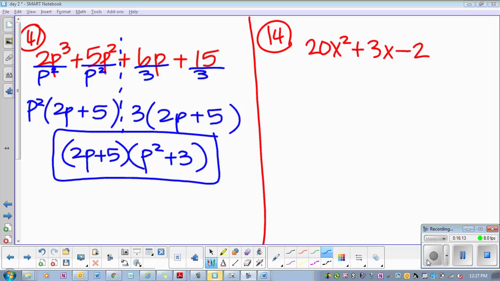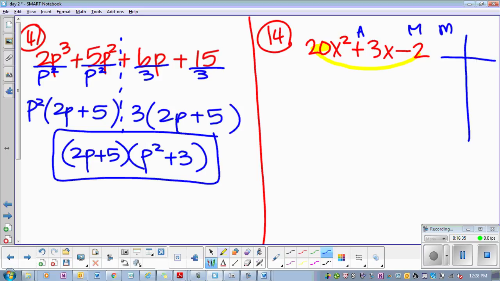And number 14. So I have 20x squared plus 3x minus 2. I have 3 terms, so I know that this is a t-chart. But I have a number in front of the x squared. There's no GCF. So this tells me that I need to swing it over and multiply. So now my new m number is negative 40, and my a number is a positive 3, right?